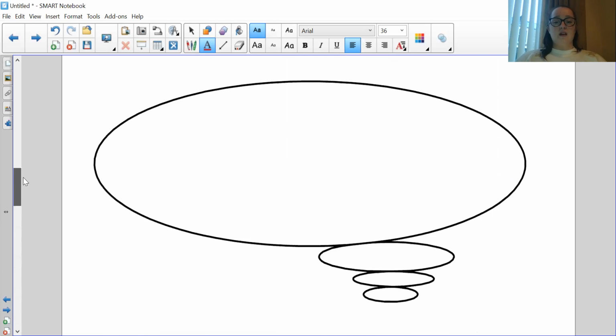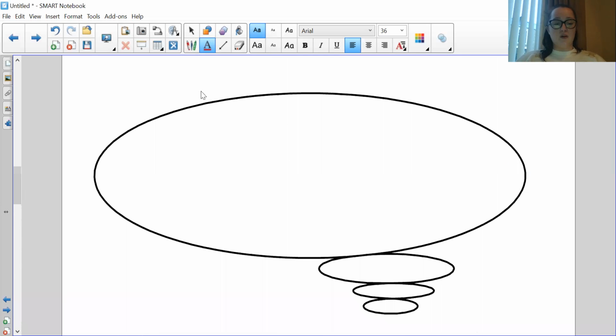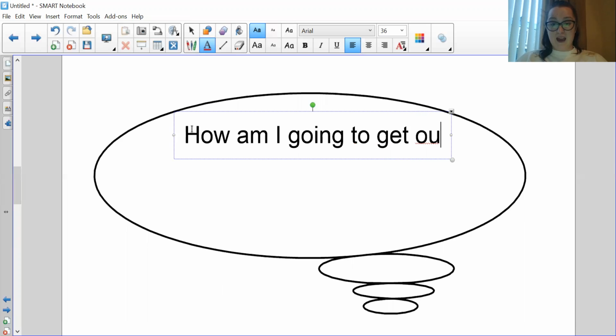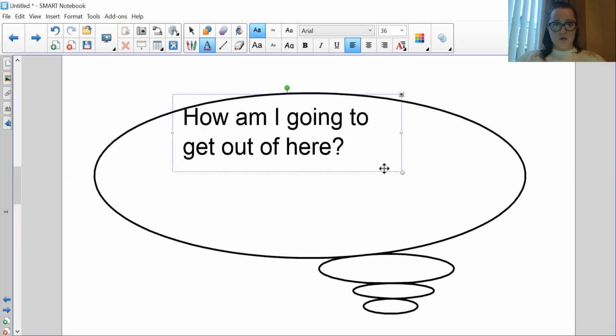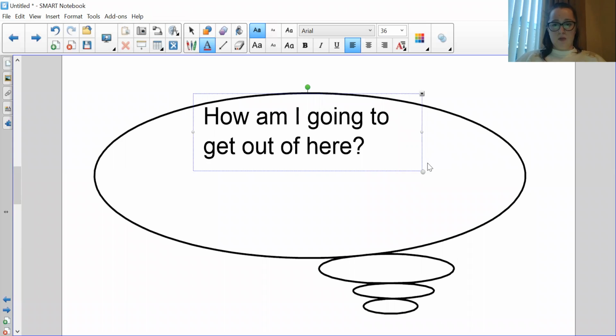So now I'm going to go back up to my thoughts. And he was feeling scared. He was feeling petrified. So maybe he's thinking, how am I going to get out of here? You might just be thinking that, mightn't he? How am I going to get out? I think I'd be thinking that too, year 3. Let's pop that one up there. Another one. He might be thinking, ow, that really hurt.